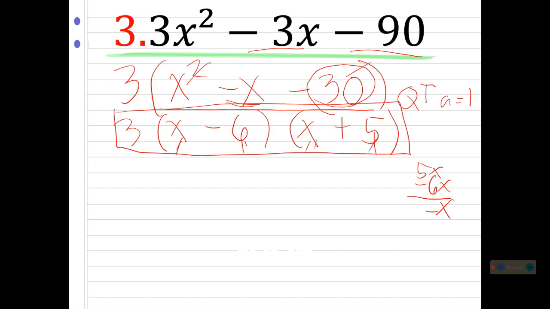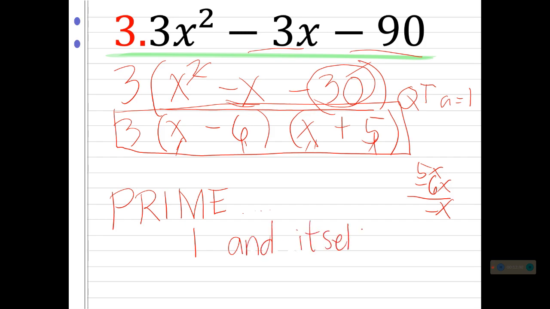Okay? Because if you are going to factor polynomials, you have to take note that all the factors should be prime. Again, take note of this. Prime, there are no other factors except 1 and itself. So we have here 3 times x minus 6 times x plus 5.